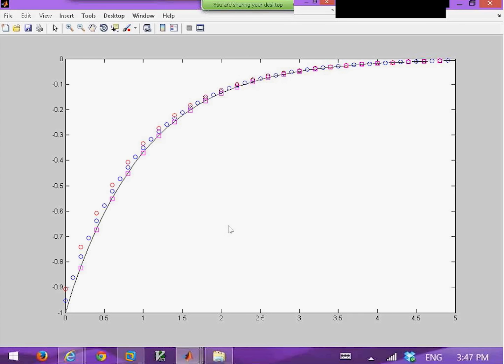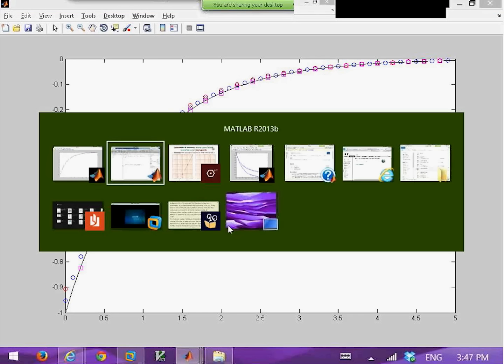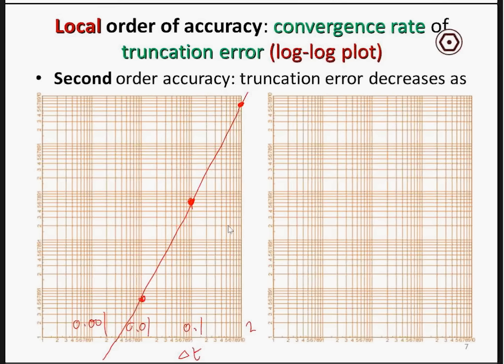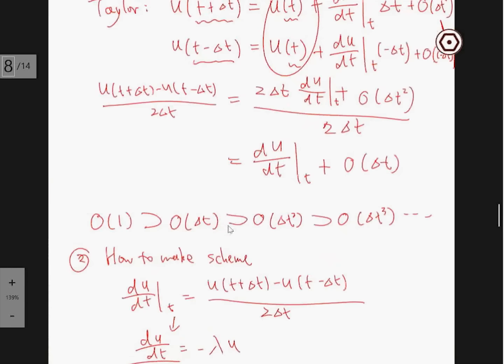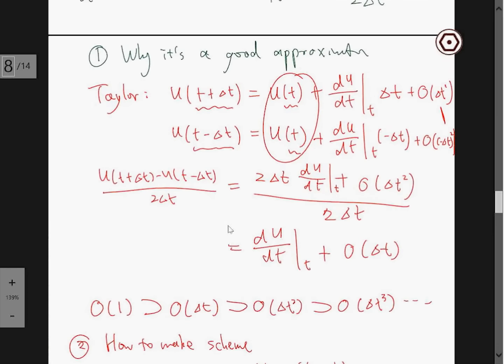And how to assess that? Taylor series analysis, right? Maybe I'll just show you how I get the second order. If I further expand this, what I get is d square u dt times delta t square over 2, and then plus the cube. Here what I get is plus d square u dt times minus delta t square, which is the same as delta t square over 2, plus this to the cube.